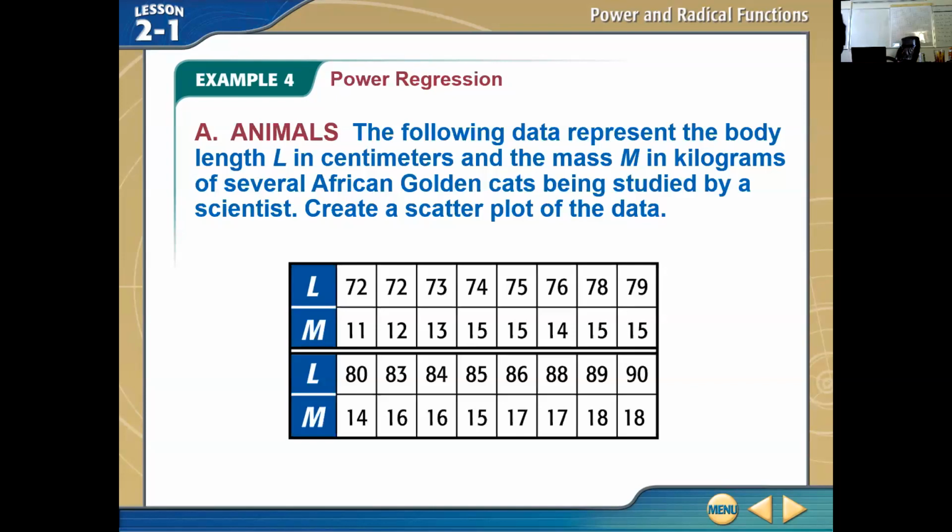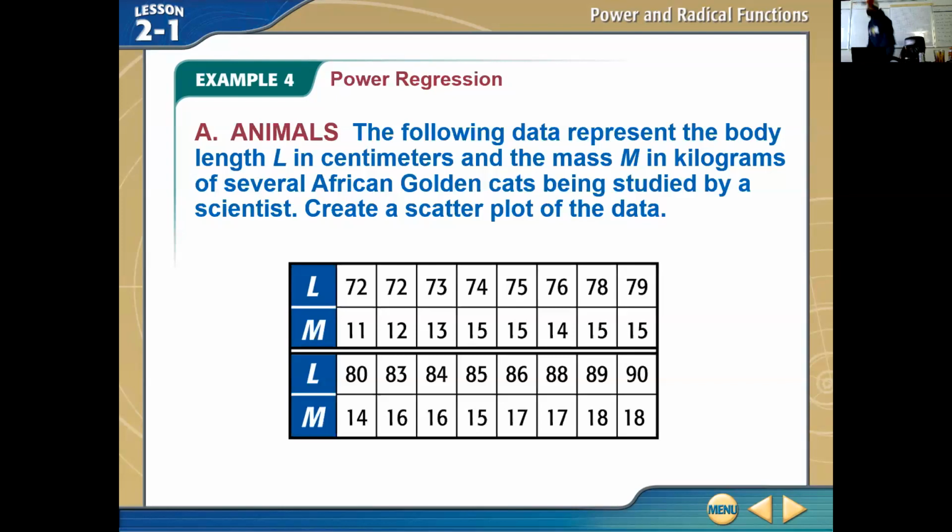So it says the following data represent the body length, L in centimeters, and the mass in kilograms of several African golden cats being studied by scientists. Okay, create a scatter plot of the data. So what this is, it's determining, hey, if you have this body length, typically you have this mass. Okay, so length is the independent variable, mass is the dependent variable.